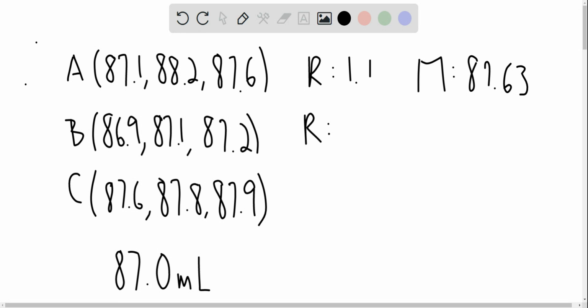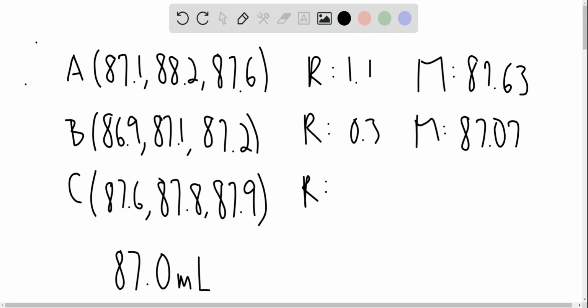Now for the range of the second one, what's our greatest value here? It's 87.2, right? 87.2 minus 86.9. So that's just 0.3. And our mean should be, again, sum all three, then divide by 3, because there are three of them. So sum that divided by 3, you should get 87.07.